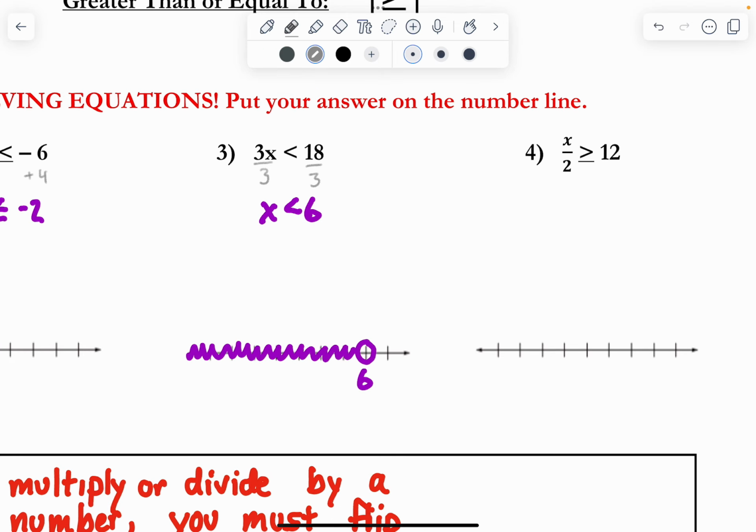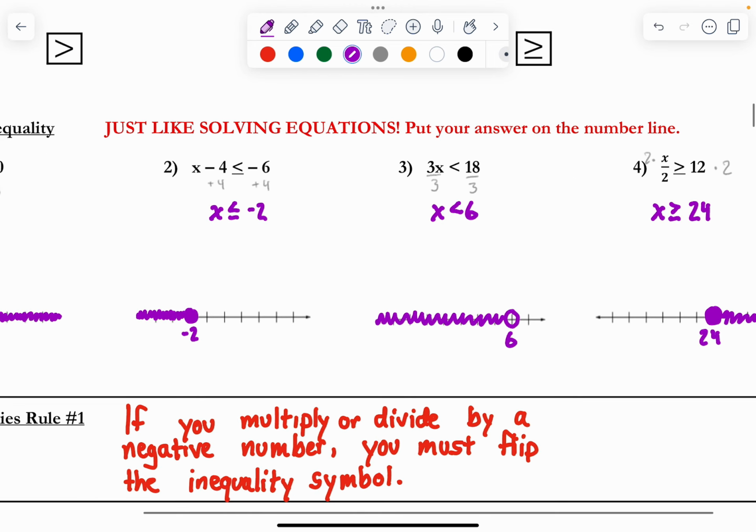Here, we're dividing by 2, so we're just going to multiply both sides by 2. Just be careful on this one. And again, that inequality stays the same. We're greater than or equal to 24. It doesn't matter if that's a pretty big number. We can graph that wherever we want. All right, so we're just using our basic algebra skills.